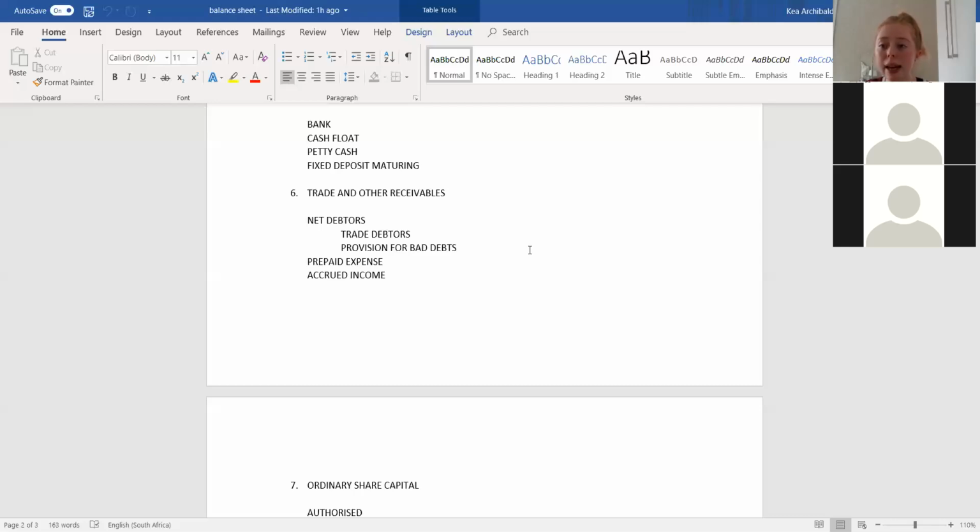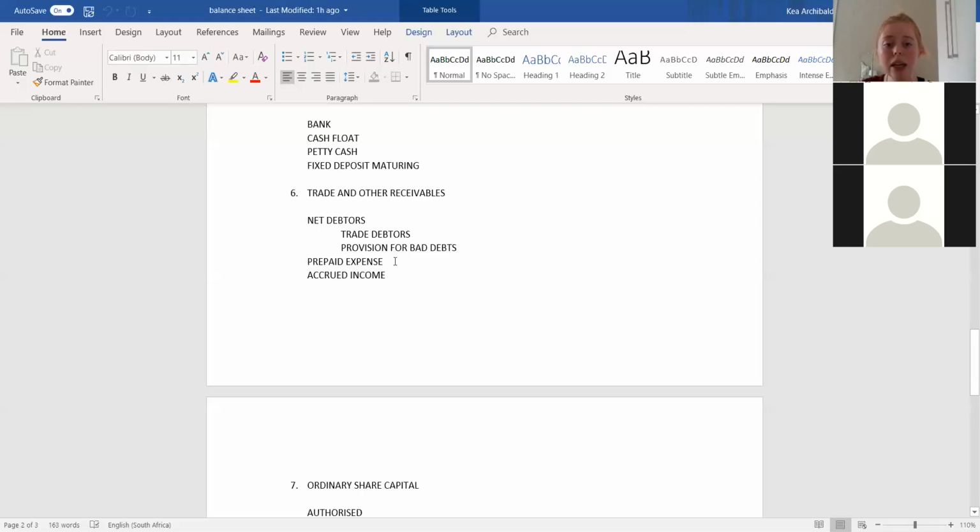If your provision for bad debts decreased, we're saying, okay, that's good. Now we're expecting there to be less people who are not actually going to pay us. So then we would record our provision for bad debts into our income in our income statement. Okay, that is basically that for the debtors.